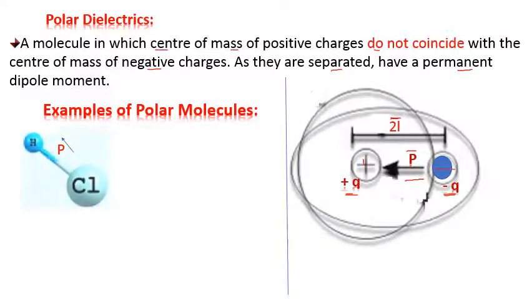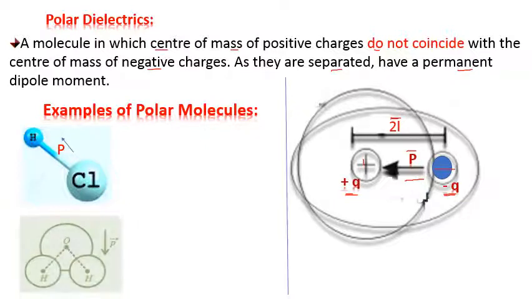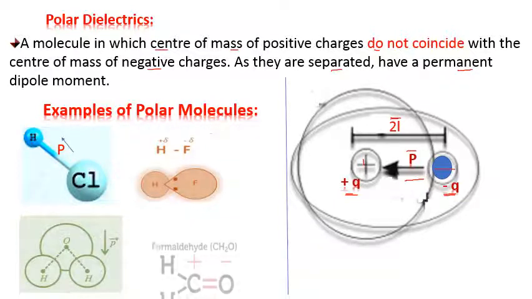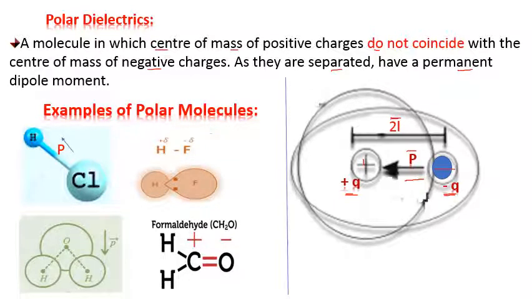Now see some examples of these polar molecules: HCl, H2O, HF, or CH2O. These are some examples of polar molecules. In this case, the electric dipole moment is as shown. This is the direction of that electric dipole moment.